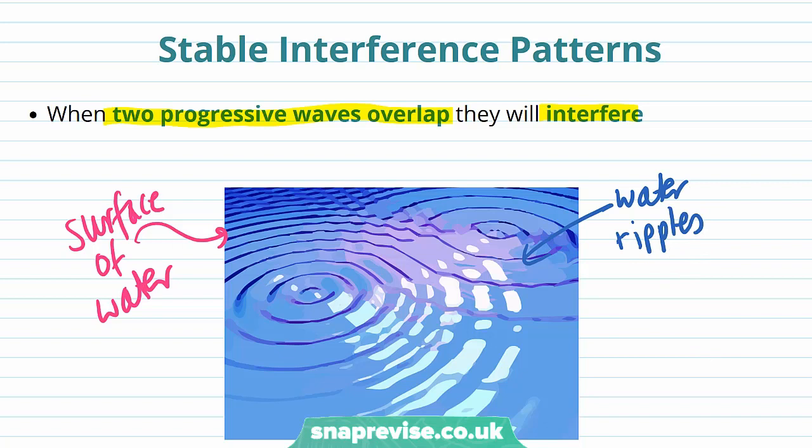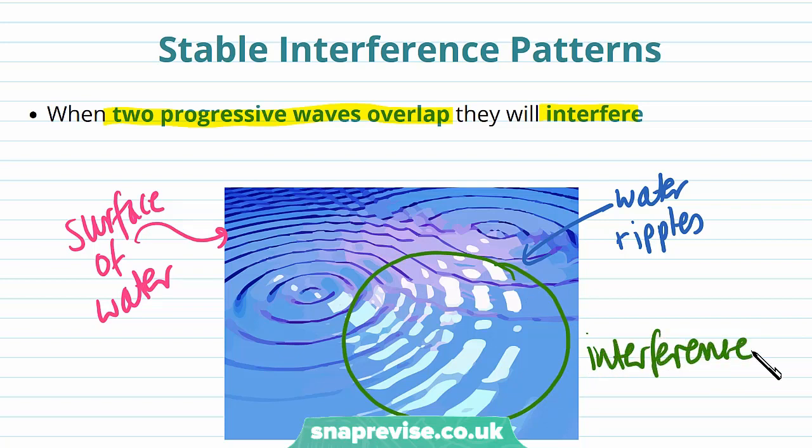And when these two waves overlap, we actually get interference. So that's what's going on here where we've circled the waves. The two waves overlap and they interfere with each other. This is a similar idea to what we've seen so far with stationary waves. With stationary waves, two progressive waves interfere with each other and then produce a stationary wave. So these water ripples overlap and they interfere.